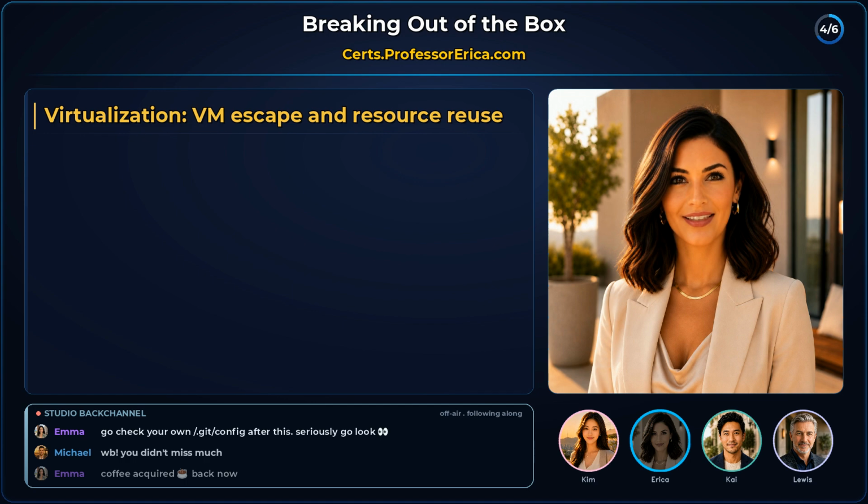Picture a building where every tenant has a sealed apartment and one manager, the hypervisor, controls the whole building. A VM escape is when an attacker inside one apartment finds a crack, tunnels through the wall, and reaches that manager. From there, they can touch every other apartment in the building.